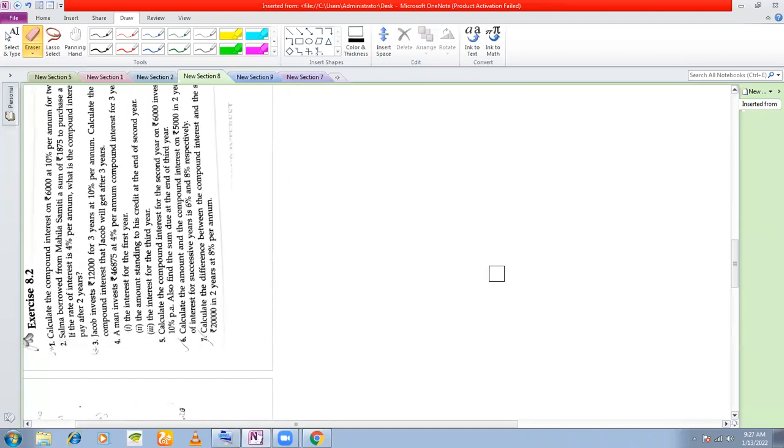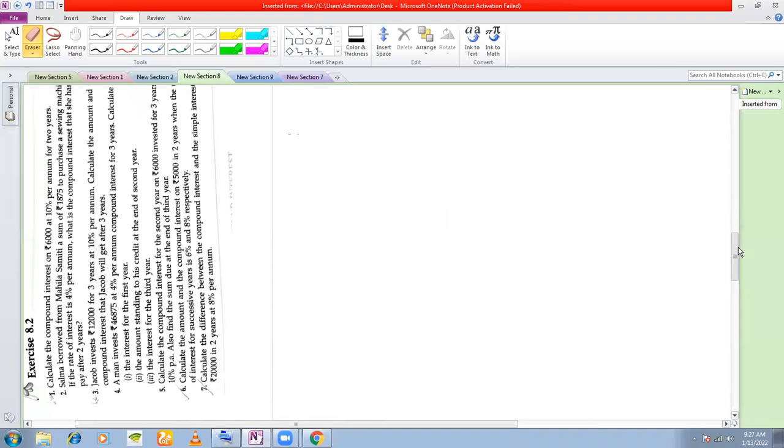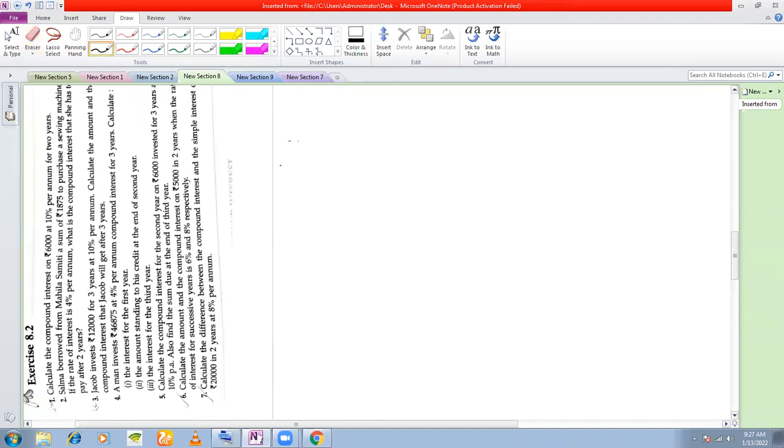So the number of years will be the root, sir, the square root or the cube root? Yes, number of years will be the power n in the compound interest formula. Okay, sir. So like if it's 5 years, the power would be 5. Yes, if it is 5 years, the power would be 5.